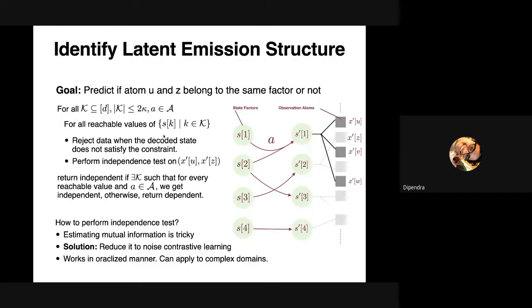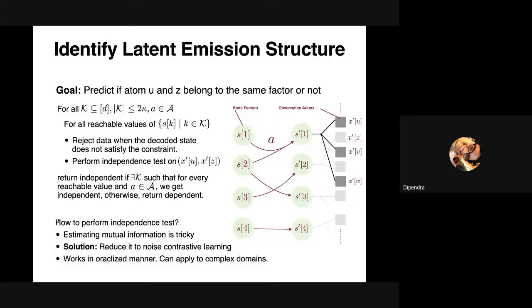And it's easy to see that the moment kappa becomes the parent, X prime U and X prime Z will become independent. So if there's any kappa such that for all reachable values and actions we get independent, then return independent, otherwise return dependent. And so this is the algorithm. It still leaves one question of how to do the independence test.